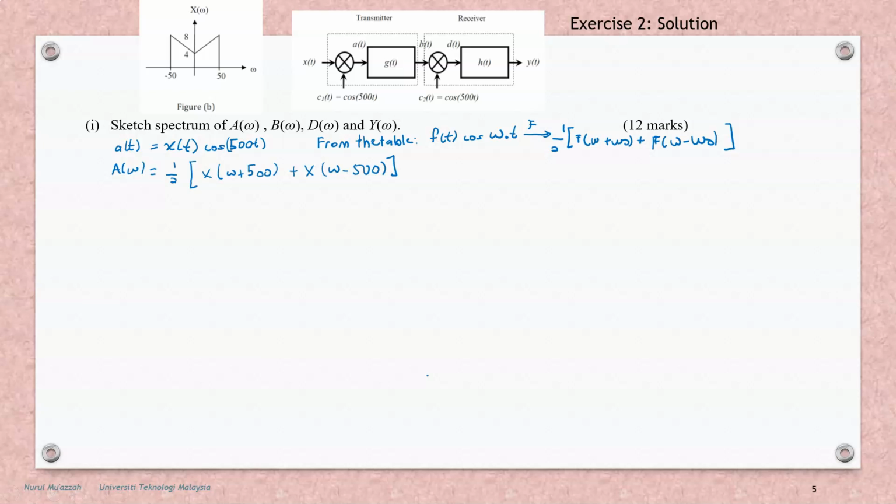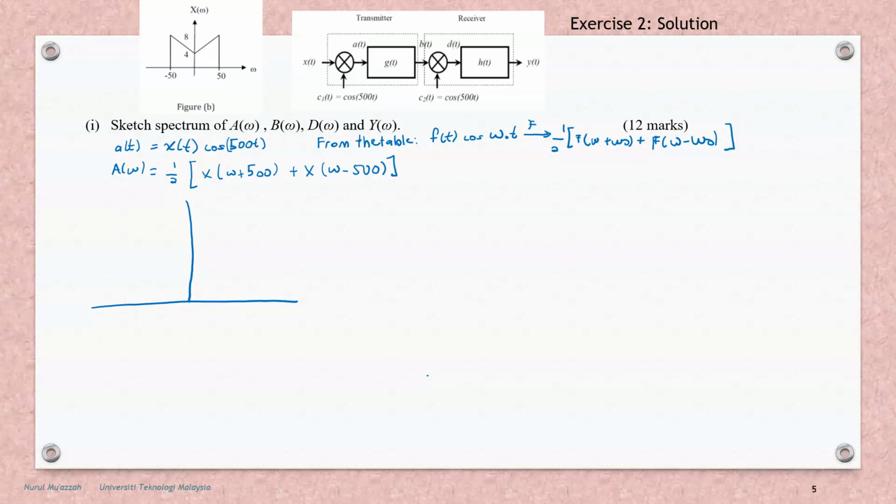So again, X omega is like this. We know that X omega here is being modulated by cosine. So X omega will be shifted to 500 and also negative 500, and the amplitude of X omega will be divided by half. Okay, so that is A omega. So from here, we can draw A omega.